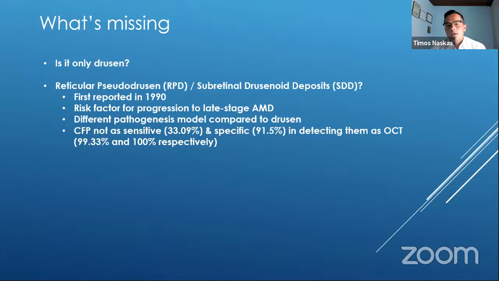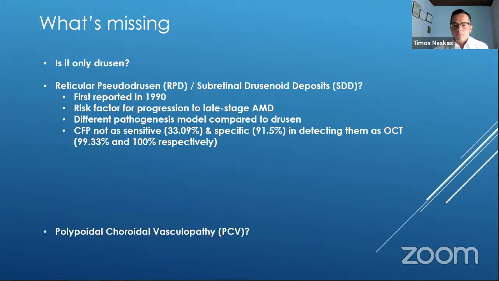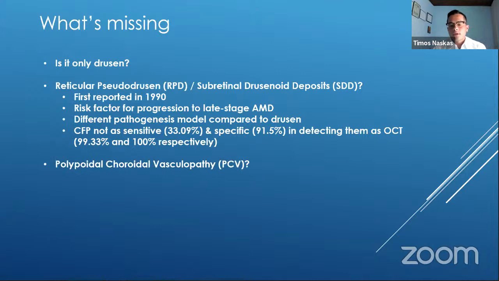The problem is that fundus photography hasn't taken this phenotype into account because it's not as sensitive in detecting it. Only 33% sensitivity from fundus photography in detecting them when compared to OCT, which has 99%. So they are much easier and much earlier detected with OCT. Another thing that we do not take into account is variants of wet AMD, and one of these is polypoidal choroidal vasculopathy, which is always placed under the umbrella of choroidal neovascularization.